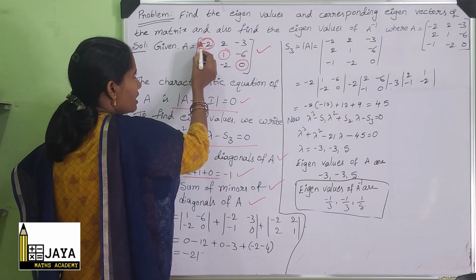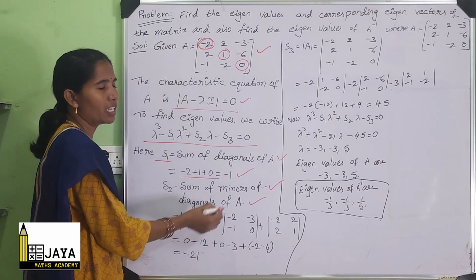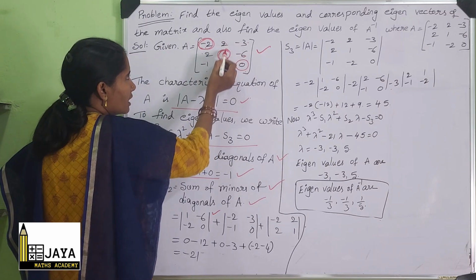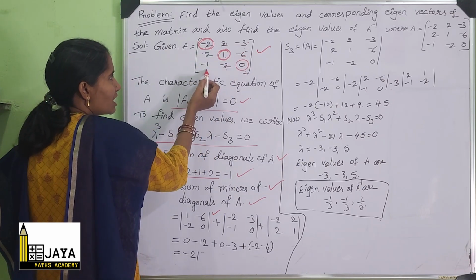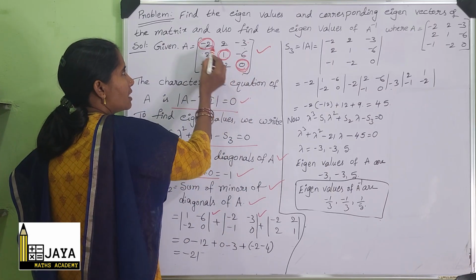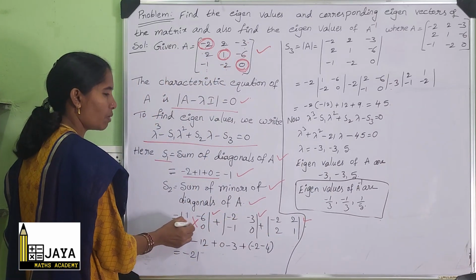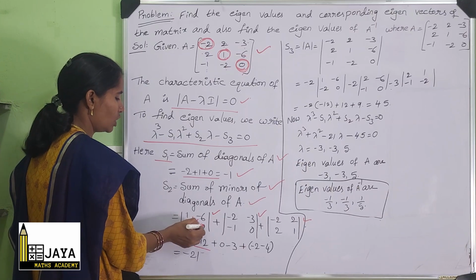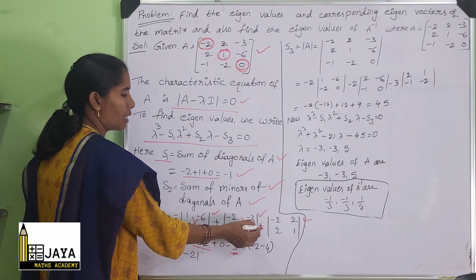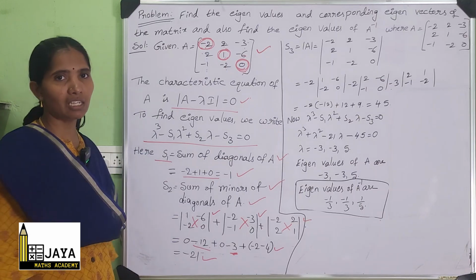The minor of this element, by leaving the row and column, is [1, -6; -2, 0]. This is one minor. The other diagonal element is here. By leaving this row and this column, we have [-2, -3; -1, 0]. That is the next minor. The last minor, the minor of 0, is [-2, 2; 2, 1]. Do the cross product here: 1 into 0 minus 12, plus 0 minus 3, plus -2 minus 4. By simplifying this, you will get -21.